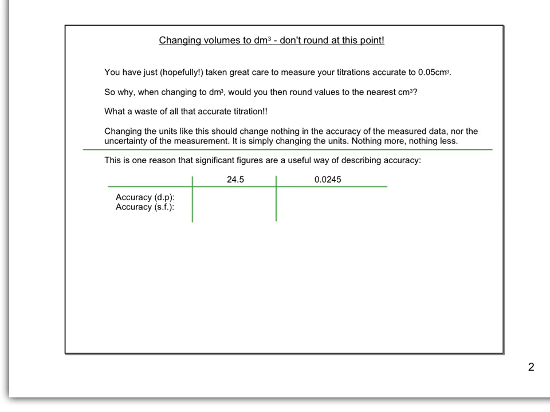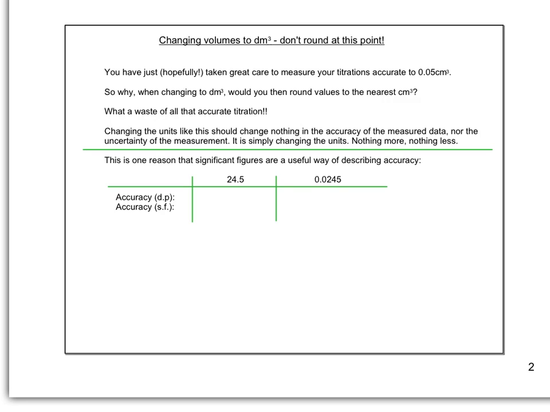Okay, next we have changing volumes into decimeters cubed. For some reason, a number of you have been rounding your values when you've changed from centimeters cubed into decimeters cubed. Now, hopefully you have taken great care to measure your titrations accurately to 0.05 centimeters cubed, as we discussed. So, when you change to decimeters cubed, why would you then round the values to the nearest centimeter cubed? That means that all of your accurate titration has now been completely lost because you've rounded off all the 0.1 values and you've just gone for a whole centimeter cubed.